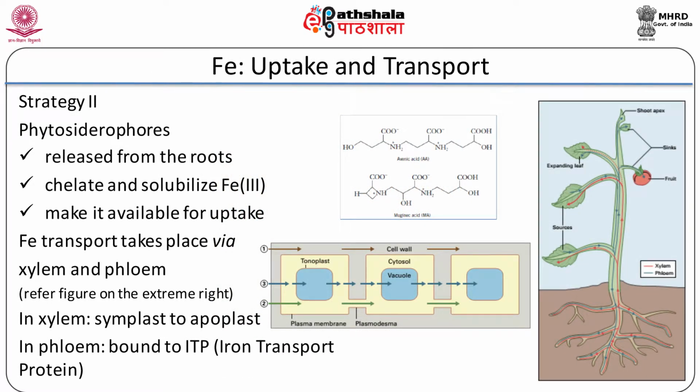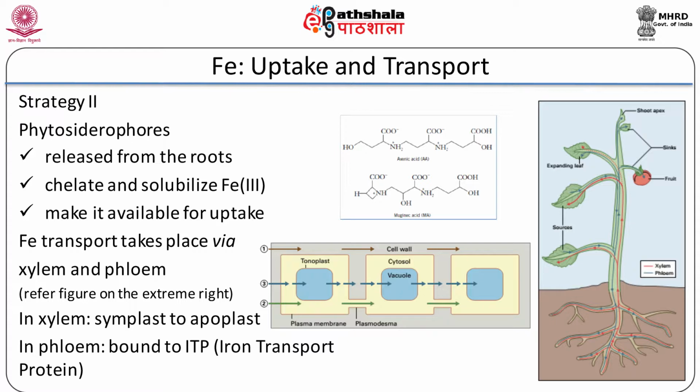In the grass family, phytosiderophores are released from the roots that chelate and solubilize Fe3+, making it available for uptake, called a strategy 2 mechanism. Graminaceous species are less susceptible to iron deficiency than dicots. Grasses differ in the response as they do not increase H+ excretion or ferric chelate reductase activity. They release non-protein amino acids called phytosiderophores from their roots that chelate ferric iron and solubilize it.